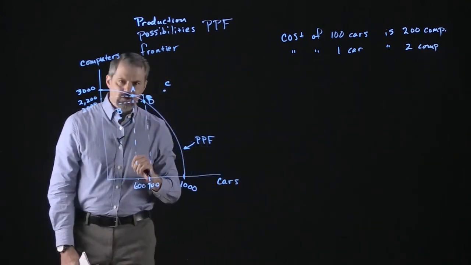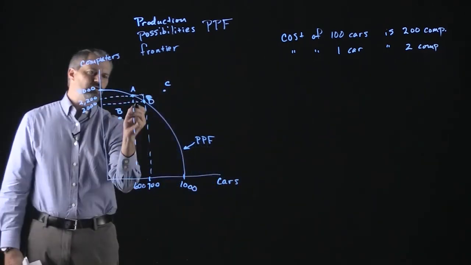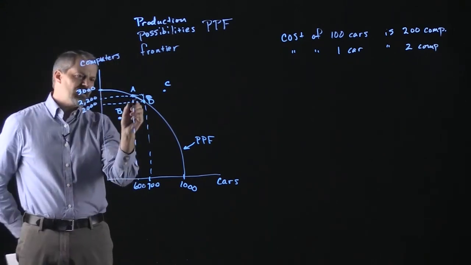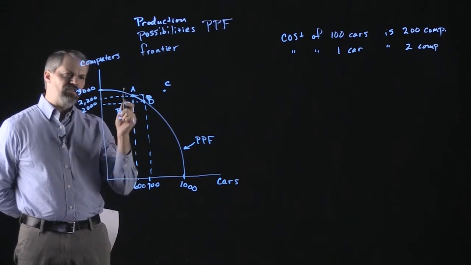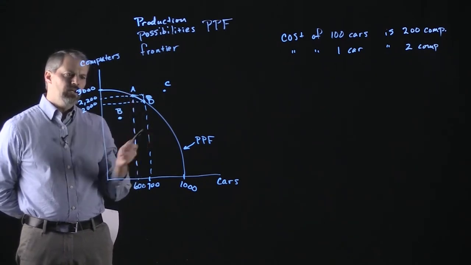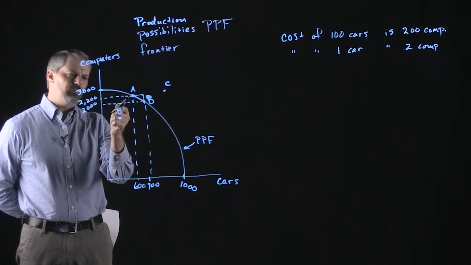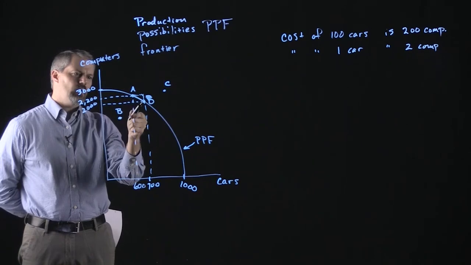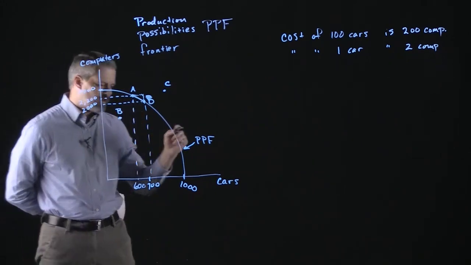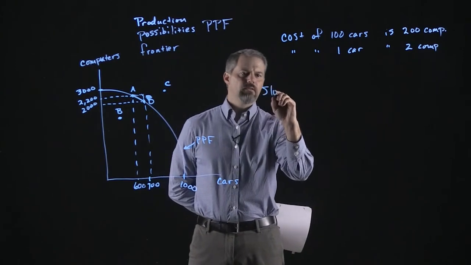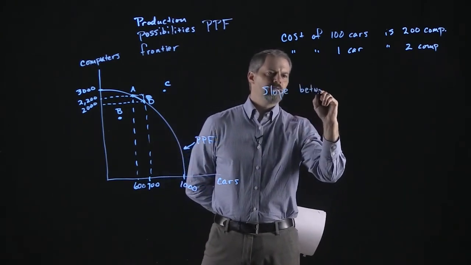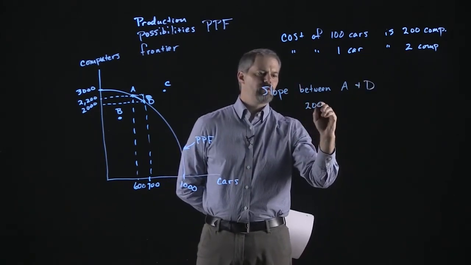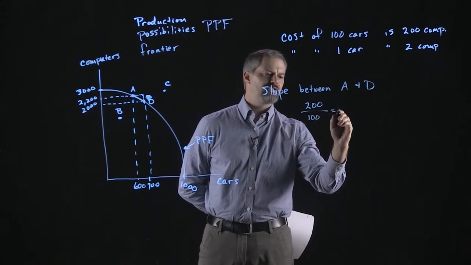Now let's go back here and look at what's going on in this picture. If we were to draw a little line between points A and D, and we were to calculate the slope of that line, remember the slope is the rise over the run. Well, the rise, if we go from here down to there, that's 200 computers. And if we go over horizontally, that's 100 cars. So the slope between A and D is 200, the rise, over 100, which is equal to 2.